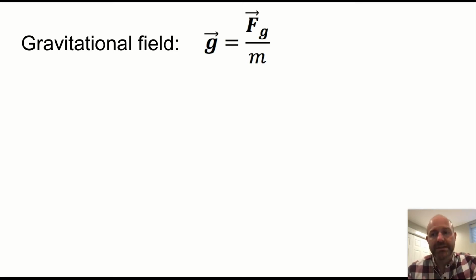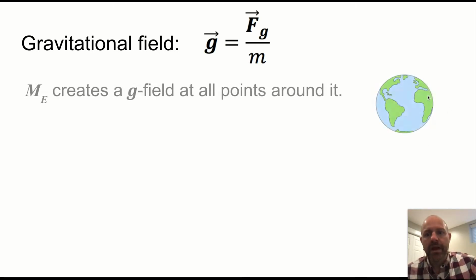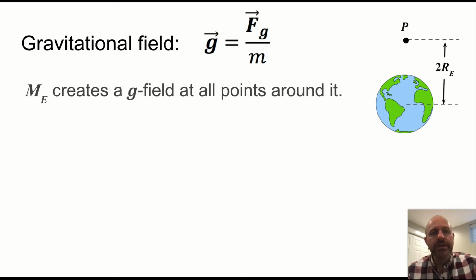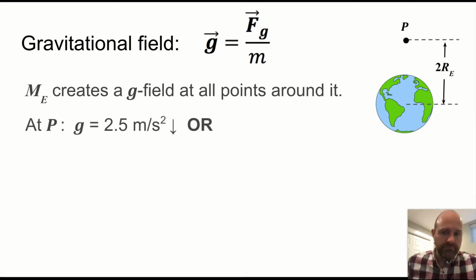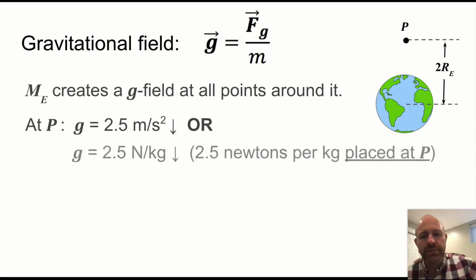Normally, we thought about it as the acceleration due to gravity. But that is only true because the acceleration due to anything is the net force divided by the mass. And so we have that relationship here. We know that the mass of the Earth creates a gravitational field such that at any point, a certain distance from the center of the Earth, you'll experience the same acceleration. And so if you're at some point P, 2 Earth radii from the center of the Earth, you'll get a quarter of the little g that we experience on the Earth. So 2.5 newtons per kilogram if placed at P.